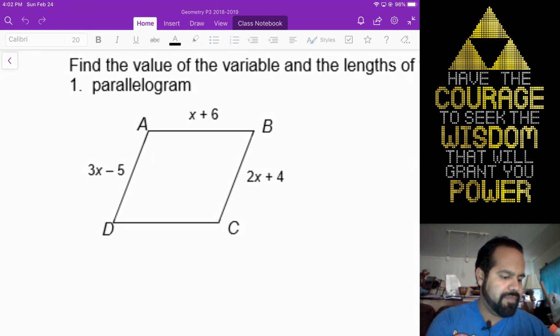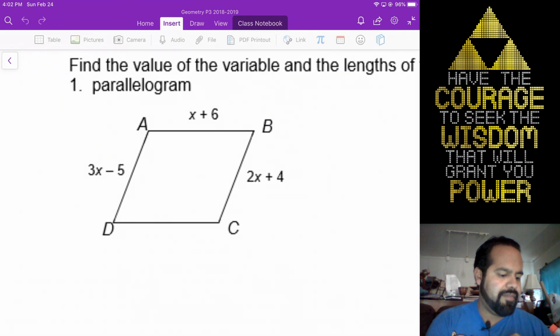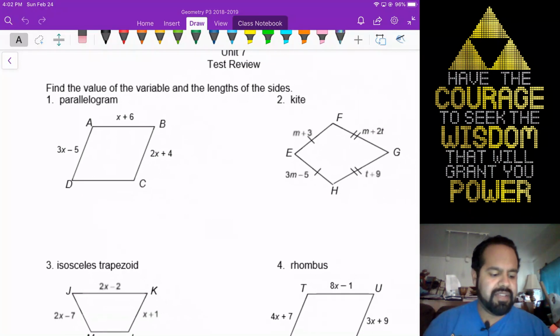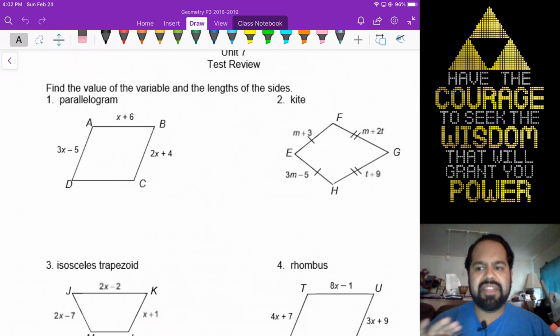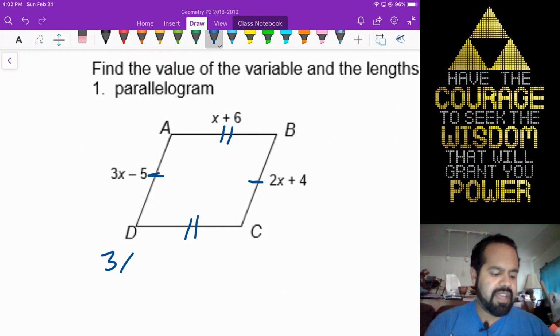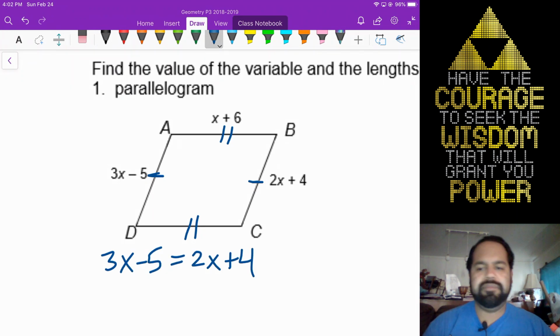So here we go. Gonna find the value of our variables in like 99% of these, but gonna make sure we know what all of these shapes are. So right here, see it's a parallelogram. So that means that opposite sides need to be congruent. So these two are congruent, these two are congruent. So therefore I'm going to say 3x minus 5 equals 2x plus 4.